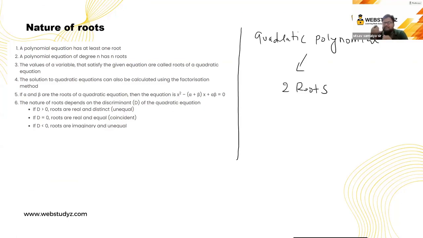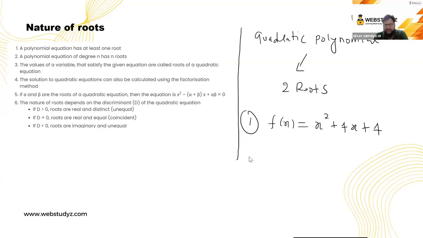Now there are certain methods with the help of which we can find the roots. One of them is Sridharacharya's formula. Second is completing the square. And third is factorization. Suppose we have one equation as f(x) equal to x square plus 4x plus 4. We will be solving this question with all three methods.